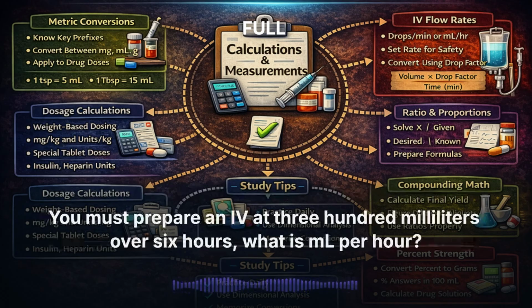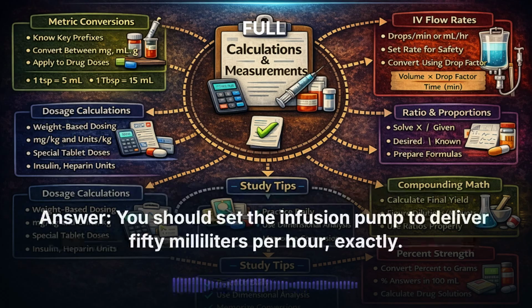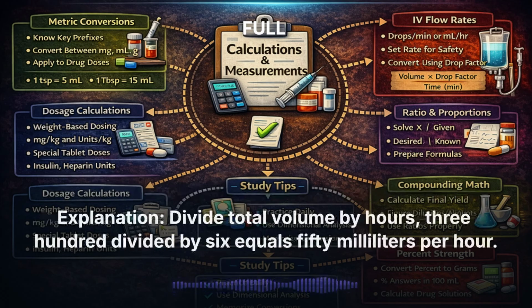2. You must prepare an IV at 300 milliliters over 6 hours. What is milliliter per hour? You should set the infusion pump to deliver 50 milliliters per hour, exactly. Divide total volume by hours. 300 divided by 6 equals 50 milliliters per hour.